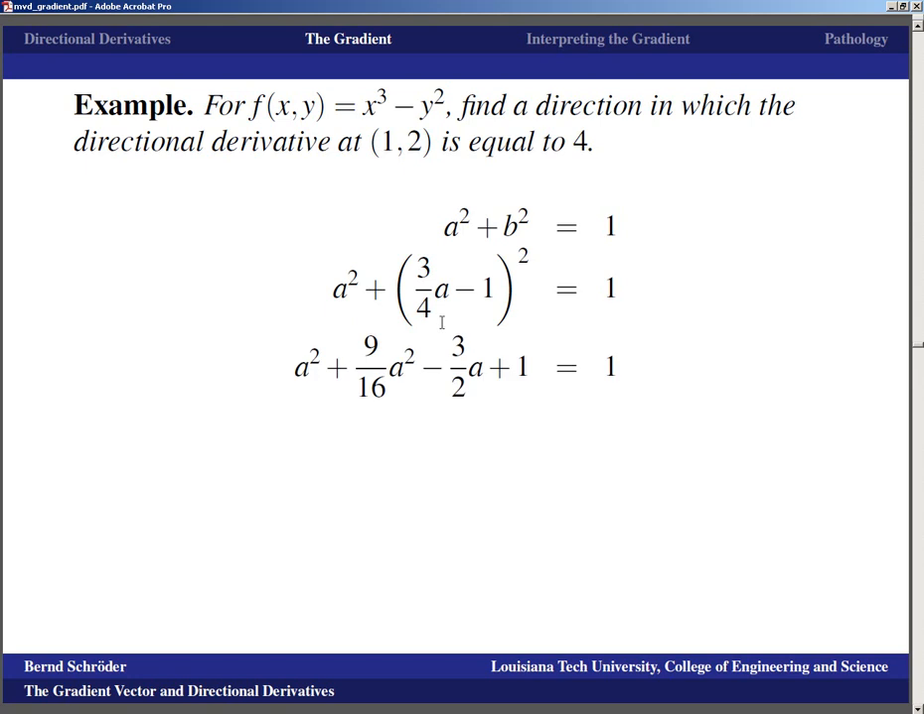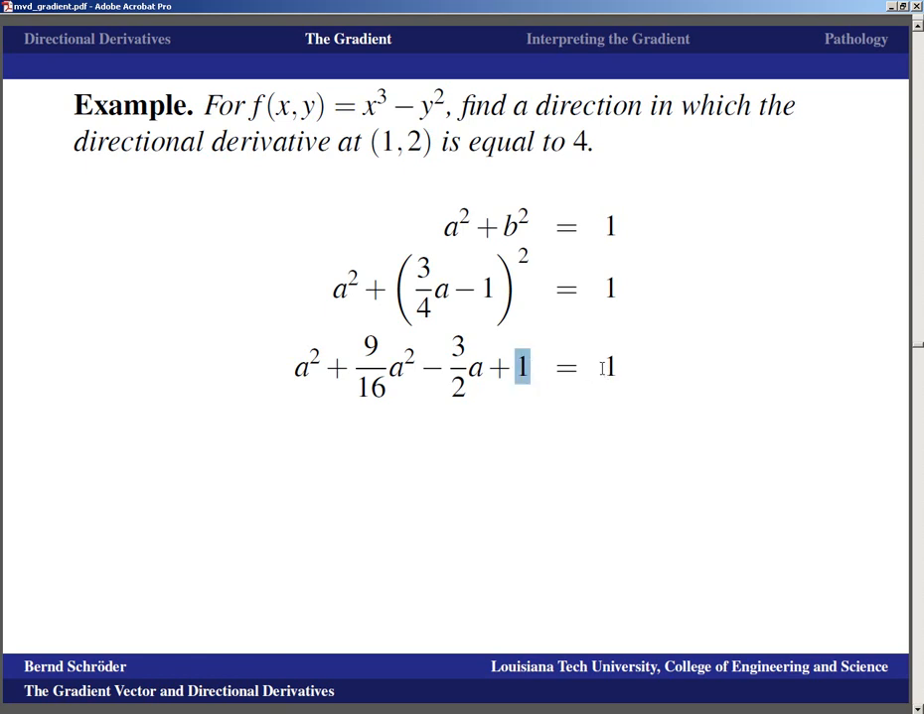And that means that a squared plus, multiply it out, 3 quarters squared is 9 sixteenths a squared, plus 2ab, so minus 2 times 3 quarters a times 1, so that's minus 3 halves a, plus the last one squared, and so that would be plus 1 squared. Yeah, I should have not said a plus b squared here, but that's how I remember the binomial formula, of course. The 1 on the right side is still here.